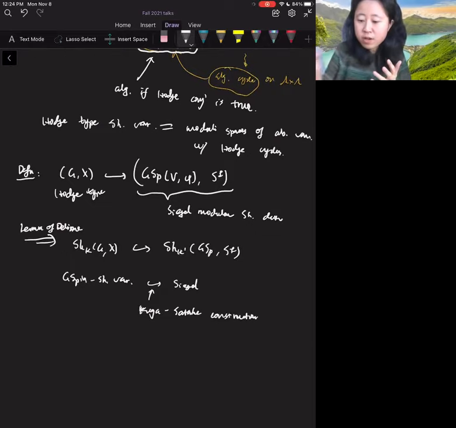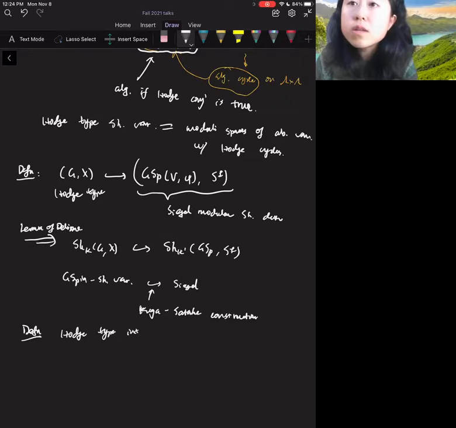So now that I've told you what a Hodge-type Shimura variety is, I can tell you how to construct Hodge-type integral models. Yujie, can I quickly interrupt you to ask a question about the slogan version of the definition? Hodge cycles on just A cross A, or all powers of A? All powers of A.